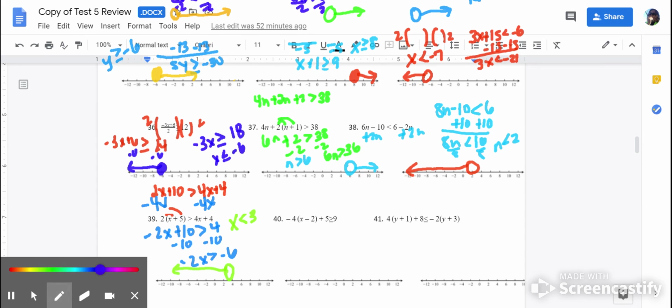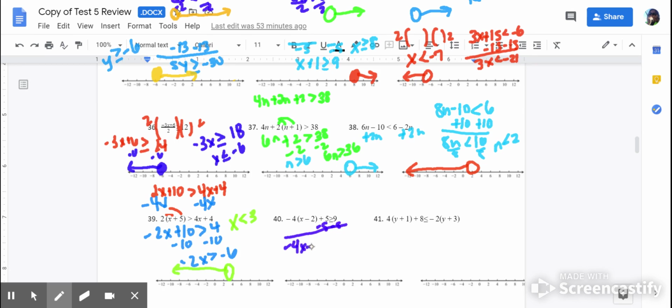For 40, I want to make sure I start by distributing. Well, I have two options. I can distribute the negative 4, or you can subtract 5 from each side. So I'm going to do that. I'm actually going to distribute and subtract at the same time. So I'll get negative 4x plus 8 is greater than or equal to 4.